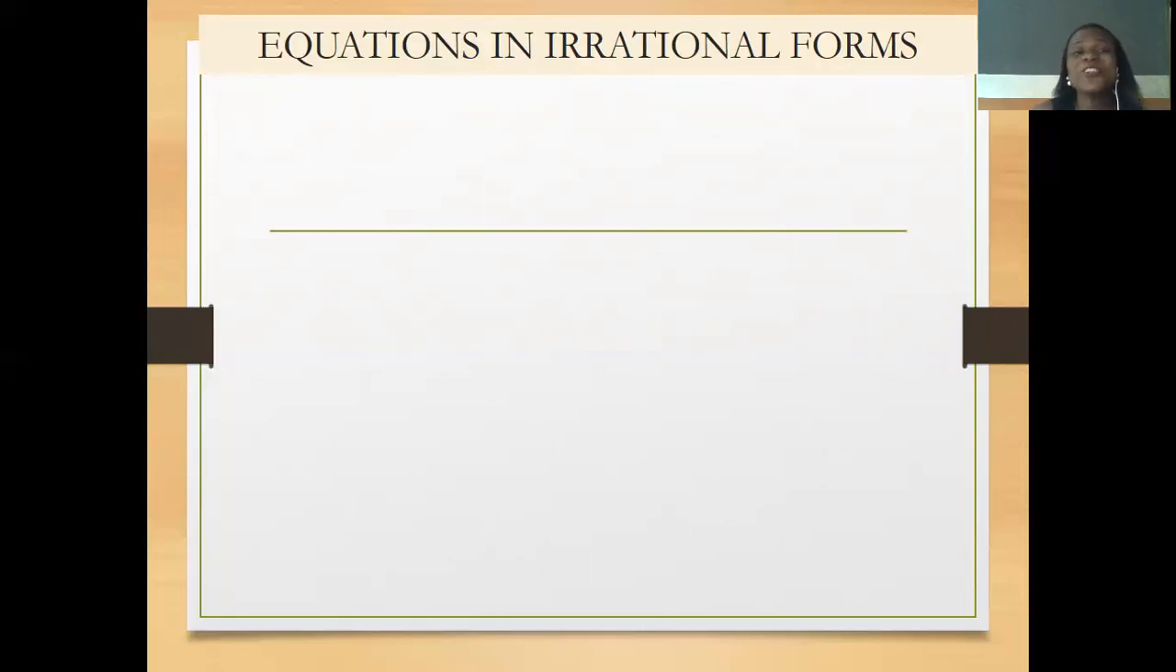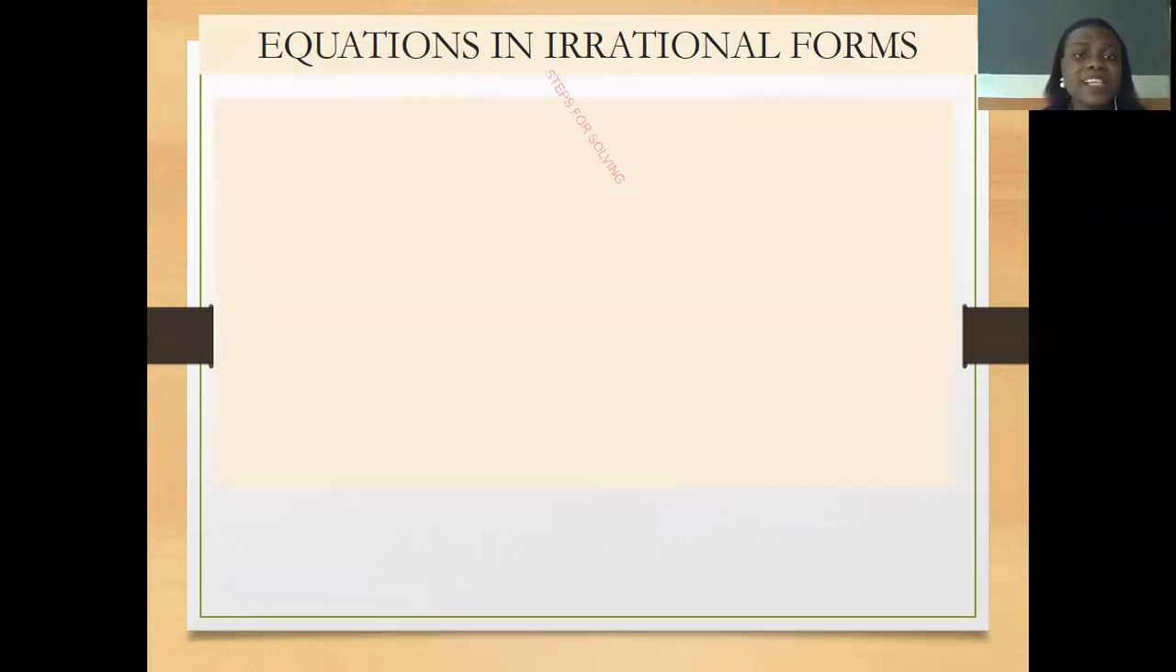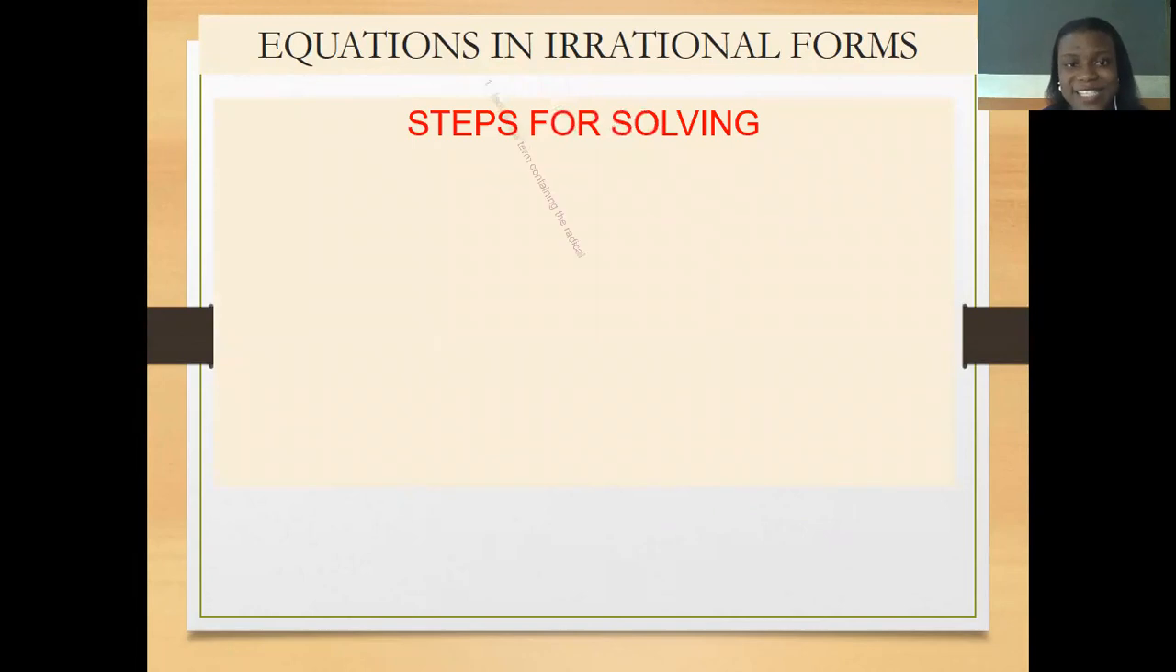Now, you've heard about equations in normal forms, linear equations, and quadratic equations, which we've even seen. Now, what about irrational equations, equations in irrational forms? How do you take care of these equations? First of all, you need to know the steps involved in solving them.